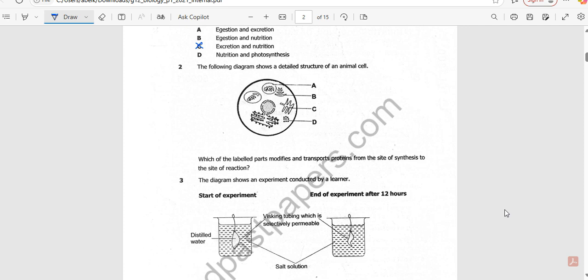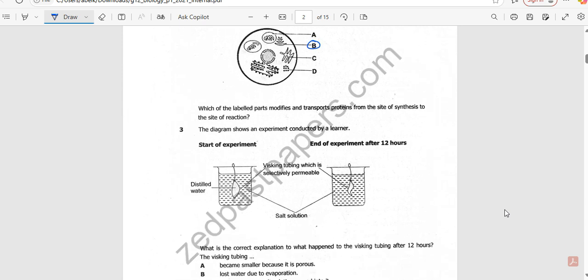The following diagram shows a detailed structure of an animal cell. So we have the ribosomes, the smooth endoplasmic reticulum, the Golgi apparatus or body, then mitochondria, and of course the cell and rough endoplasmic reticulum. What you need to understand is the functions of these. The site where proteins are produced or synthesized is the ribosomes. Then what transports the proteins from the site of synthesis to the site of usage is the Golgi apparatus or Golgi bodies. So our answer is B.